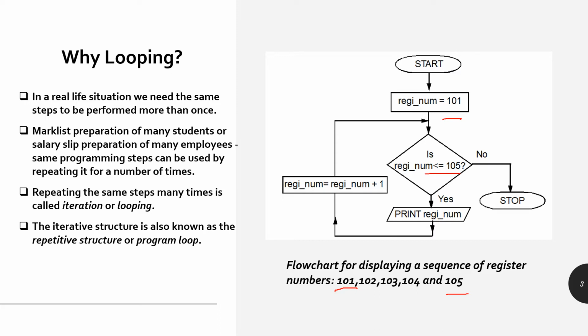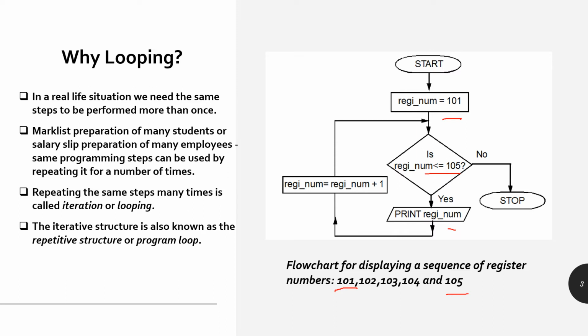Then the body. In the body, what do we need to do? There we need to print the register number. After printing, increment or decrement should happen. That is to control the counter, otherwise the loop will not exit. So here again, the register number is incremented by 1. So again it is checking the register number. Now the register number is incremented, it is 102.